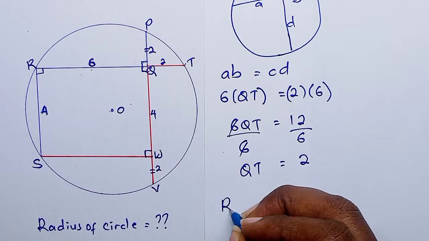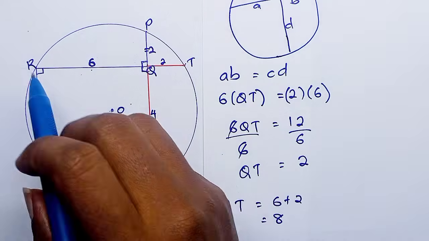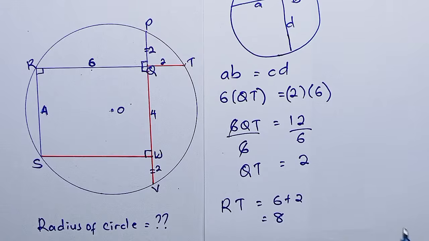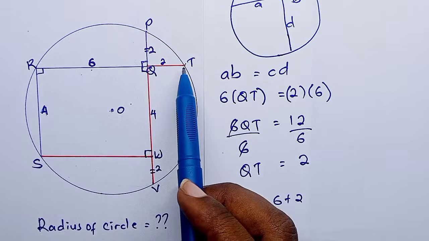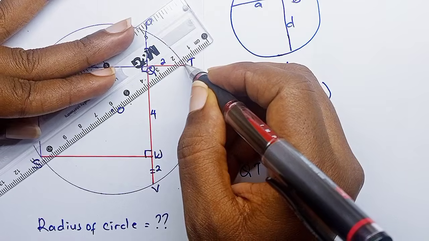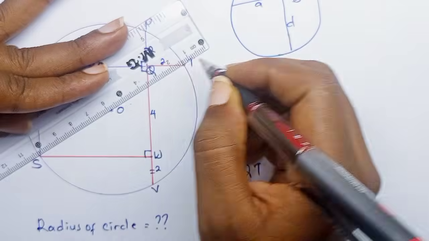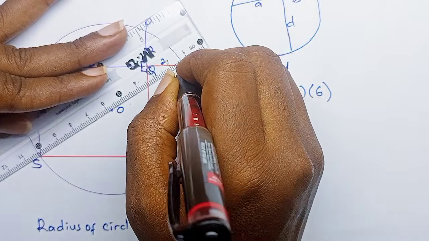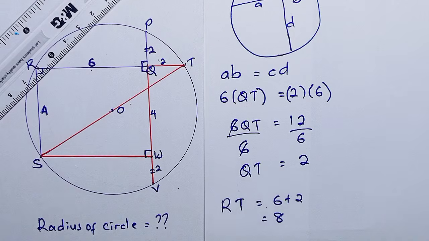Therefore, we have the value of RT. So RT is equal to 6 plus 2, which is 8. So from here to here is 8. Next step, let's connect point S to point T. Let's draw a straight line connecting S to T. So as you can see, I've drawn the line.